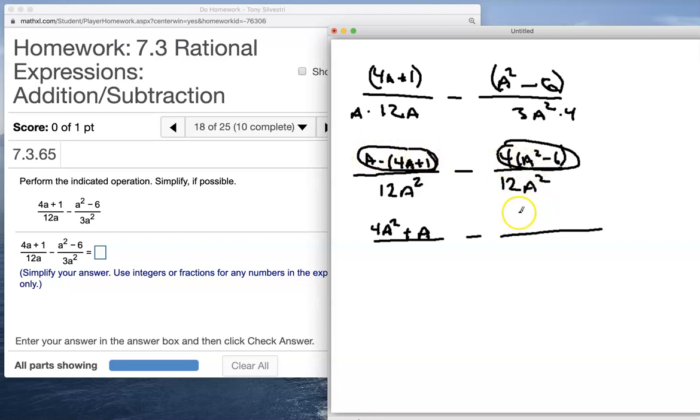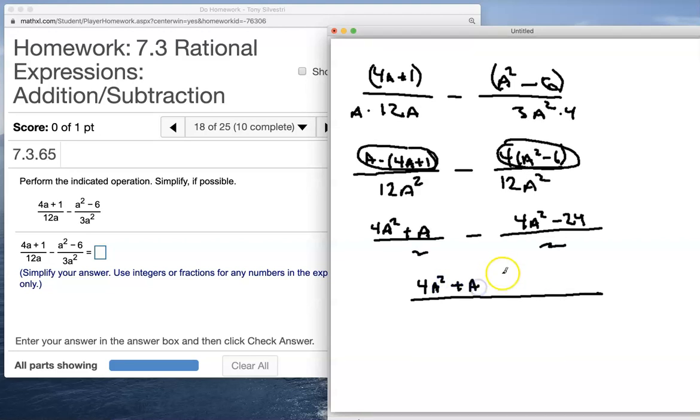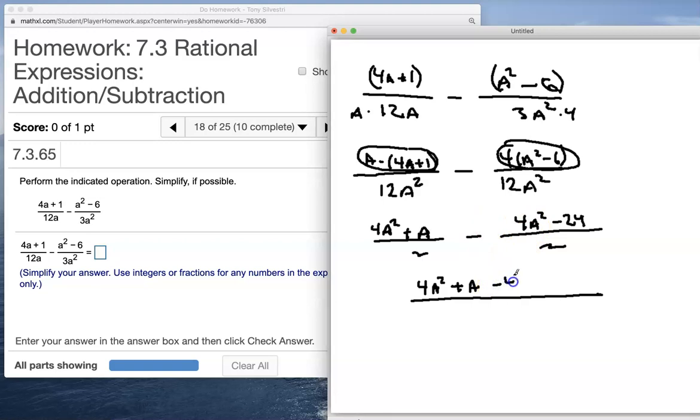And this is going to be 4a squared. Minus 4 times 6 is 24. And so on. I don't want to even write the 12a squared down. We're subtracting, so we've got to be careful when we subtract. Keep the first terms to the left. 4a squared plus a. Those stay the same. But what I do here is I say minus 4a squared. Minus a minus is plus 24. That's a squared, over the denominator.